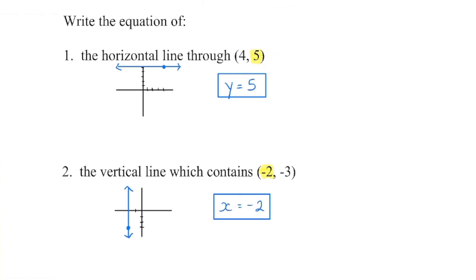So the easiest way to get the information from here is to quickly draw yourself a sketch. We know all horizontal lines begin with y equals. We are crossing the y-axis at 5, so we're looking at that y-coordinate. We know all vertical lines begin with x equals. We're crossing the x-axis at negative 2, so it's that x-coordinate that we want.